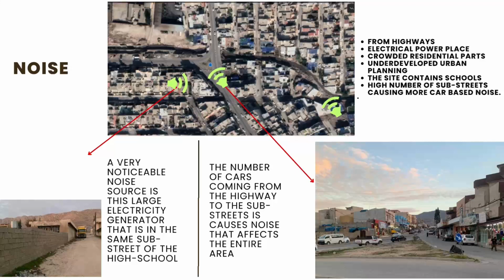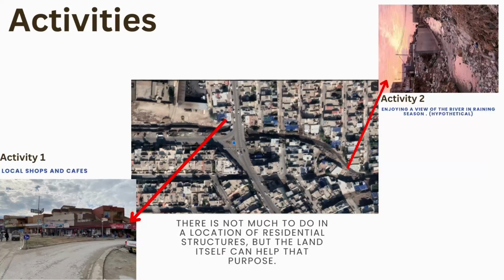For the noise, a very noticeable noise source is this large electricity generator that is in the same sub-street as the high school. In addition, we have the number of cars coming from the highway to the sub-street. It causes a lot of noise that affects the entire area. There is only one activity to do, which is to go and sit in a local cafe shop or shop in a small shopping place.